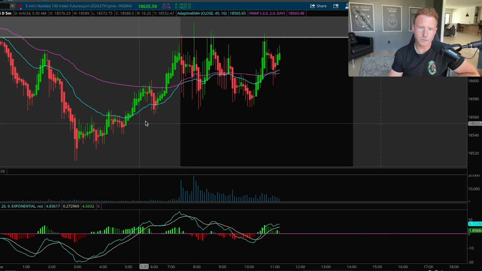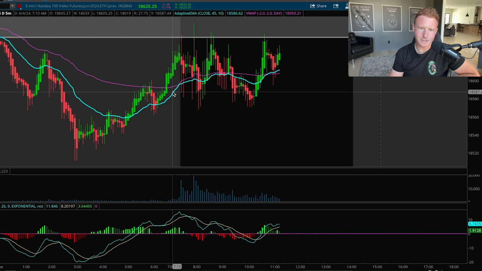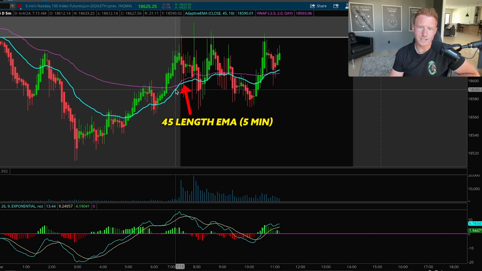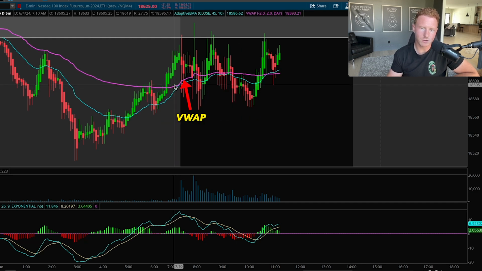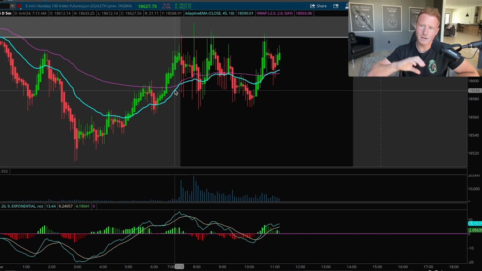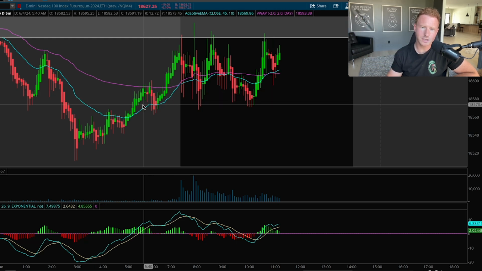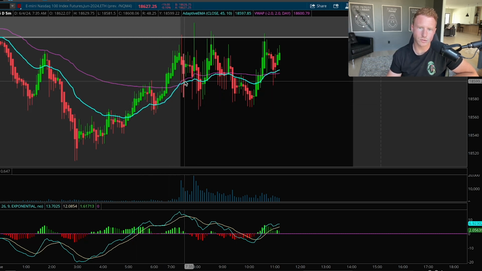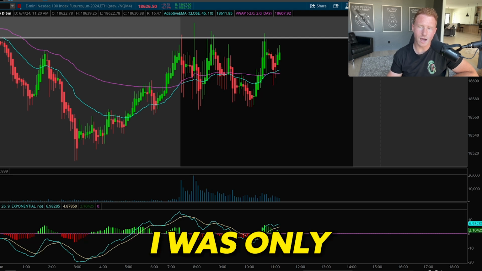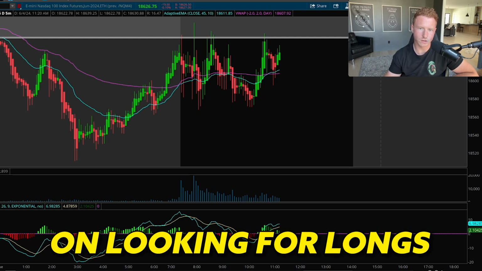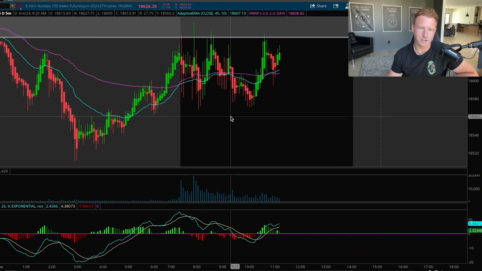Now, what we noticed was when the market first opened up, we were trending up. I like to see us above our 45 length EMA on a 5-minute time frame and the VWAP. I want to see both of these lines moving in a direction together. We can see they're clearly moving in the upwards direction together. So at this point, I was only focused on looking for longs until we started to break down this level.